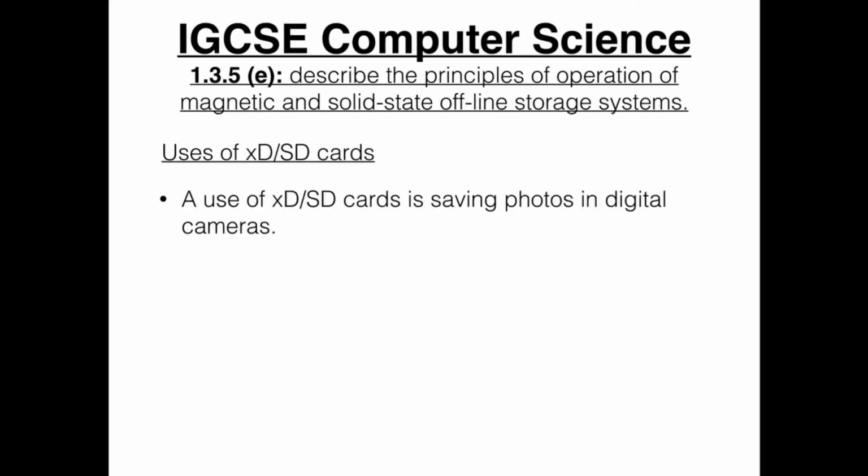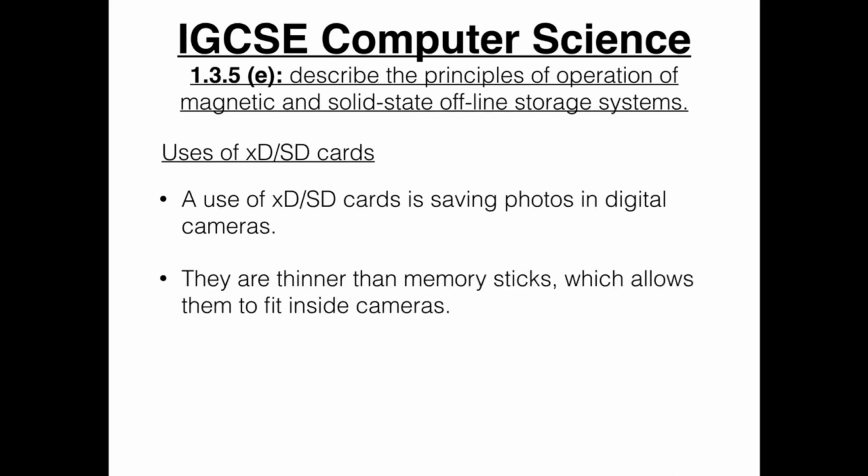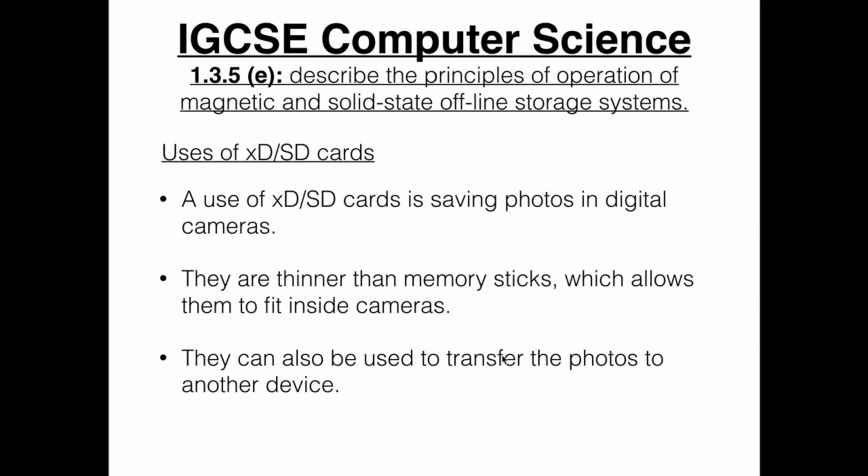Uses of XD or SD cards. A use of XD or SD cards is to save photos in digital cameras. They are thinner than memory sticks, as you saw in the first slide, which allows them to fit inside cameras. So instead of having a memory stick sticking out of the camera, we have something that goes in the camera, so less chance of it falling out. They can also be used to transfer the photos from the camera to another device. Some devices have XD or SD card slots, like my old computer did. My new computer doesn't, because we don't use that stuff anymore.